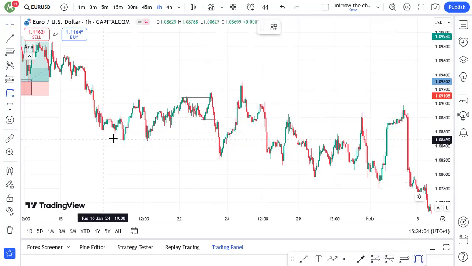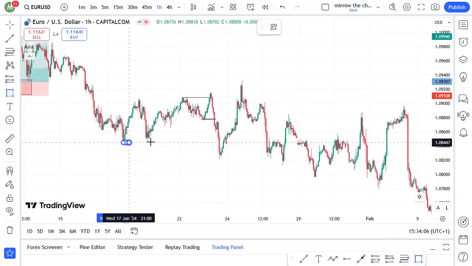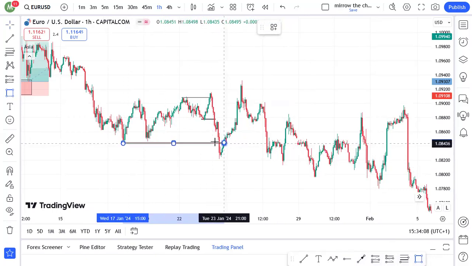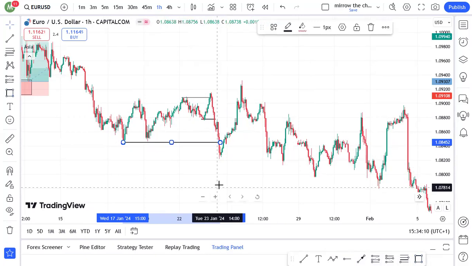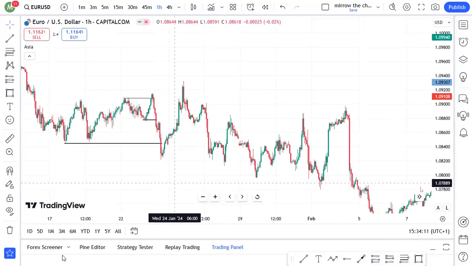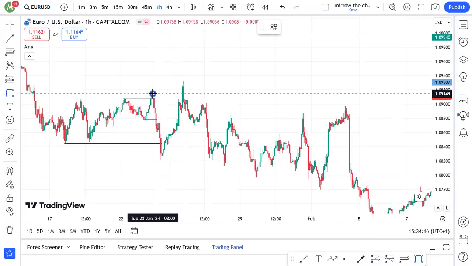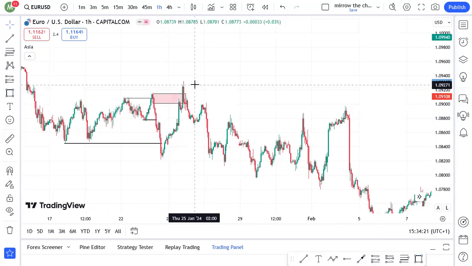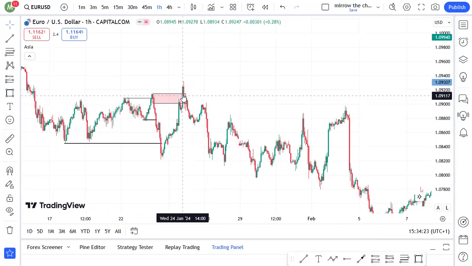This is also a break of structure. If we extend them, this is also a break of structure. Understand? Now, it left for us what? A range for us to work with. Did you see that price came and did not respect that range? Do you know what happened here?